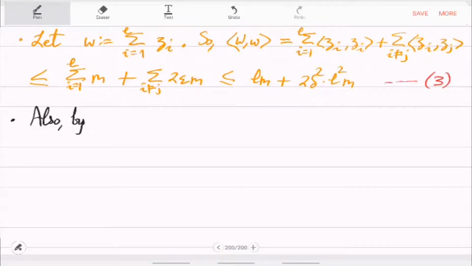Also by equation 1, you can get more information about the W inner product itself, right, because equation 1 is saying that these Zik are kind of large. So that should mean that W with itself inner product should also be large. So let's think of it that way.